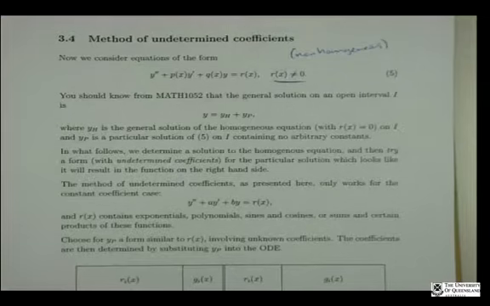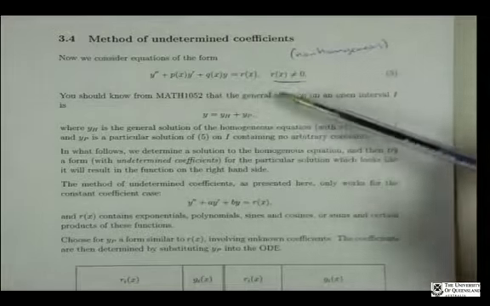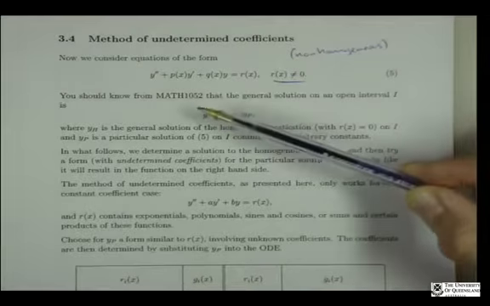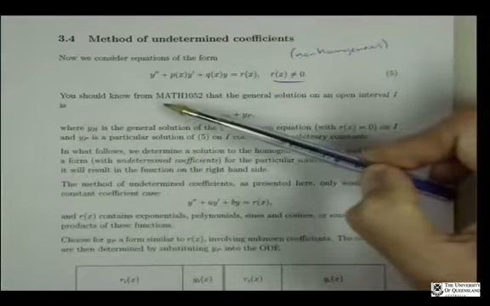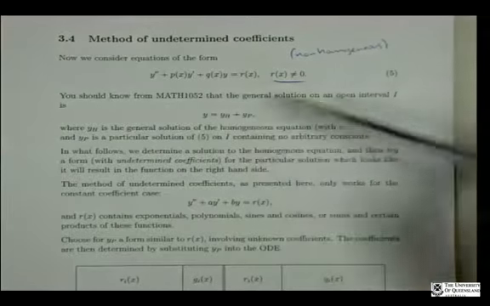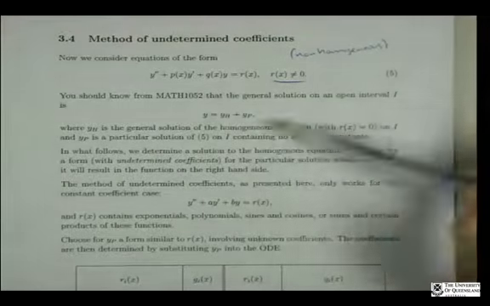So the theory is that we've just seen, relating to a homogeneous equation, we need two linearly independent solutions in order to write down the general solution. But what if we have a non-homogeneous equation? Well, it turns out, and again, this is something you should have seen from Math 1052 if you've done that course, that the general solution is always of this form.